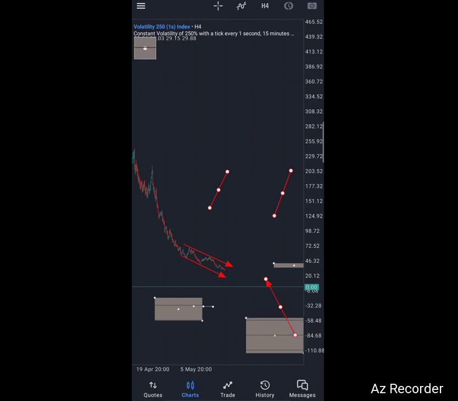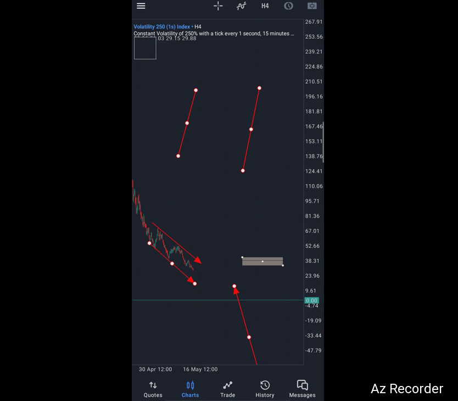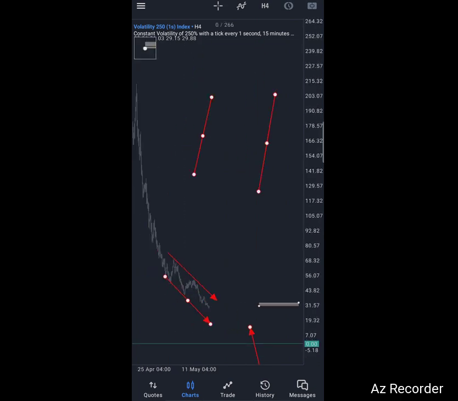Then let me put these ones aside. After doing that, I looked inside the trend. Then I saw a pattern that I knew. This pattern is a consolidation that forms before the main trend continues.